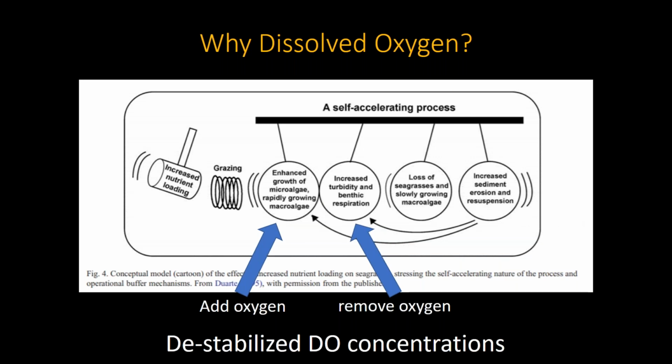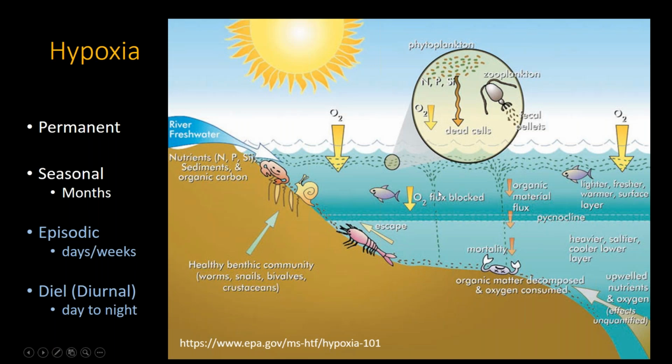When we think about how we can monitor these changes, what do we choose to monitor when we look at water quality? If we look at enhanced growth of macroalgae during daylight hours, this is going to add oxygen to the system. If we look at increased turbidity and benthic respiration, these are going to consume oxygen from the system. And the net result is, as we have eutrophication progress in a system, we see destabilized dissolved oxygen concentrations. We see larger diel or diurnal fluctuations. And so hypoxia, right? Eutrophication can lead to hypoxia.